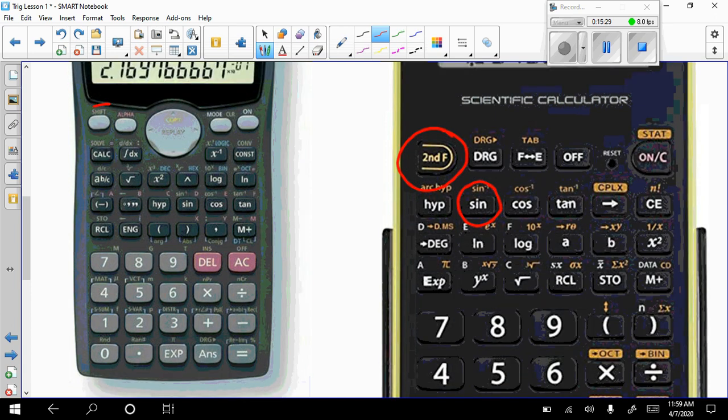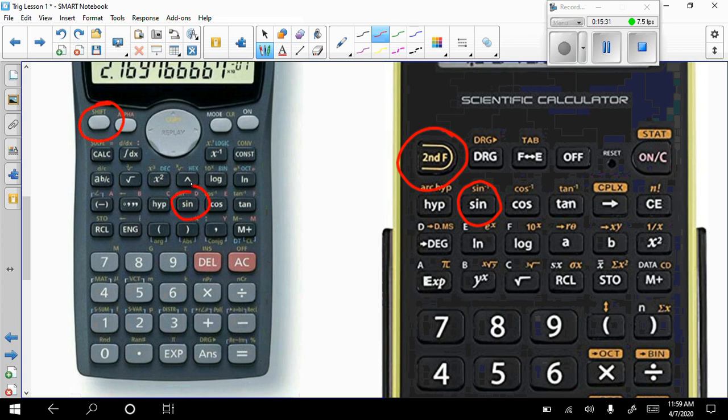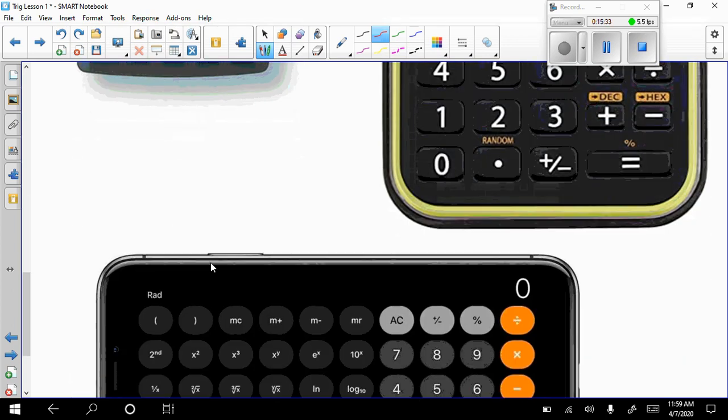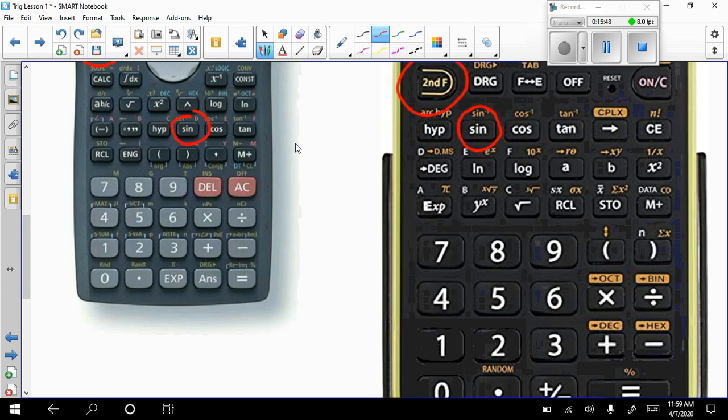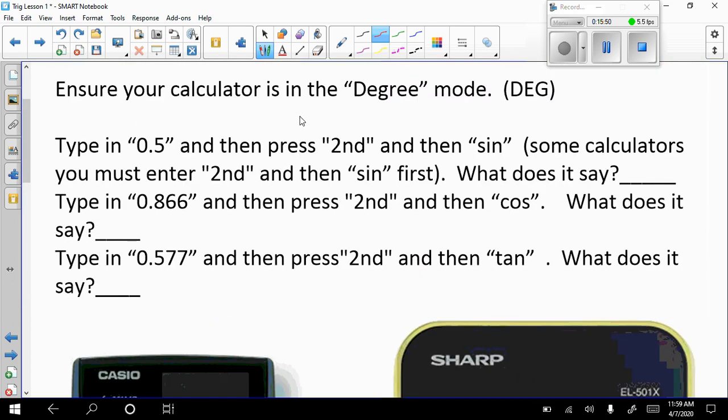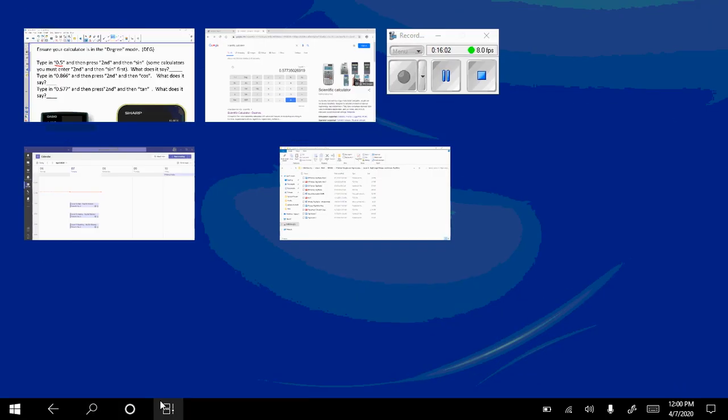Here, you'd use the shift button and then hit sine. And in the case of your iPhone, if you're using an iPhone, you'd hit second and then hit sine to do the opposite operation. So let me show you. In this case, if we knew that the trig ratio was 0.5 and we wanted to know the angle, what we're going to do is hit second and then sine and then see what it says. Well, let me go to my online calculator.